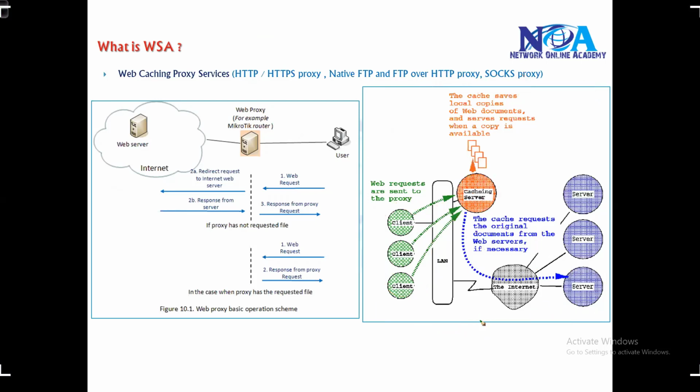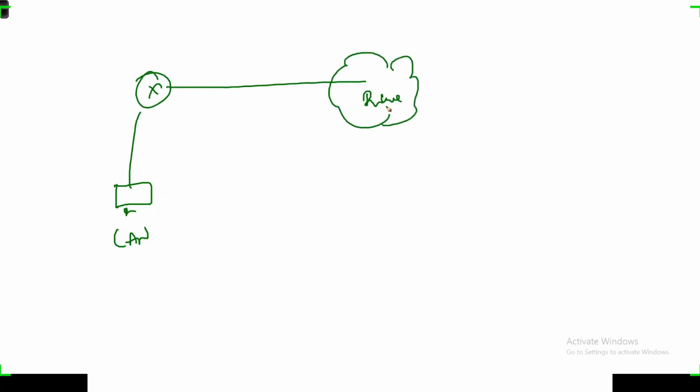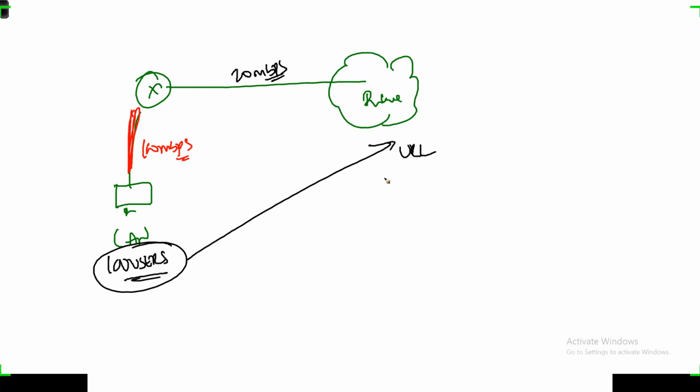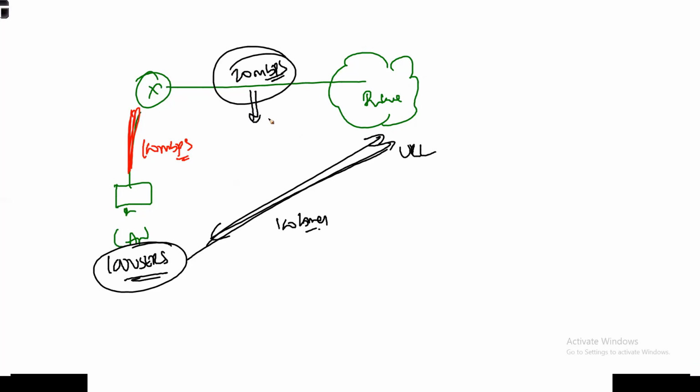So this is very important. Generally, if you take an example of your LAN, typically your LAN connects to the router, and then you have access to the internet. Let's say I'm using a 20 Mbps line onto the internet, and maybe your LAN is 100 Mbps. Let's say you have 100 users, and if the 100 users are trying to access a specific URL, maybe 100 times, every time the request goes to the internet and comes back, that will increase unnecessary traffic here. At the same time, it will add some delay.